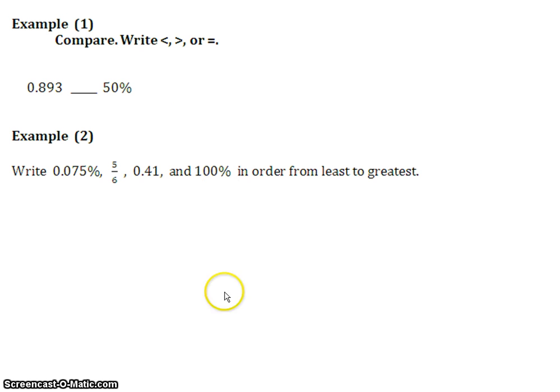In example 1, we're asked to compare using less than, greater than, or equal to. We are looking at 0.893 and 50%. In order to compare these, we need to write both of them as a decimal, a fraction, or a percent. That will make it a lot easier. So I'm going to keep 0.893 as a decimal, and I'm going to convert 50% into a decimal.